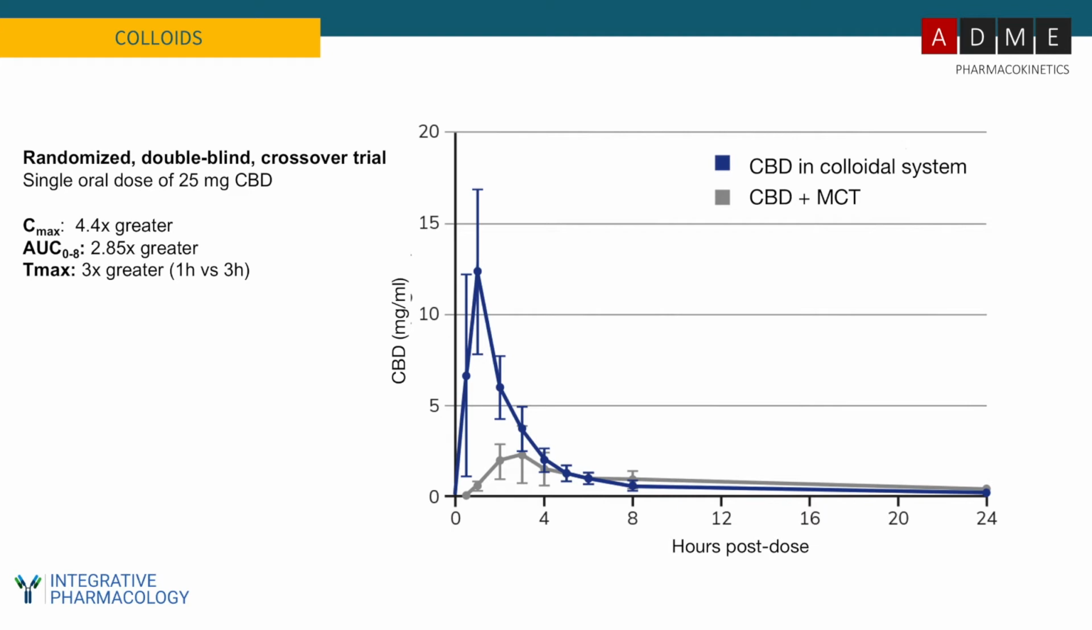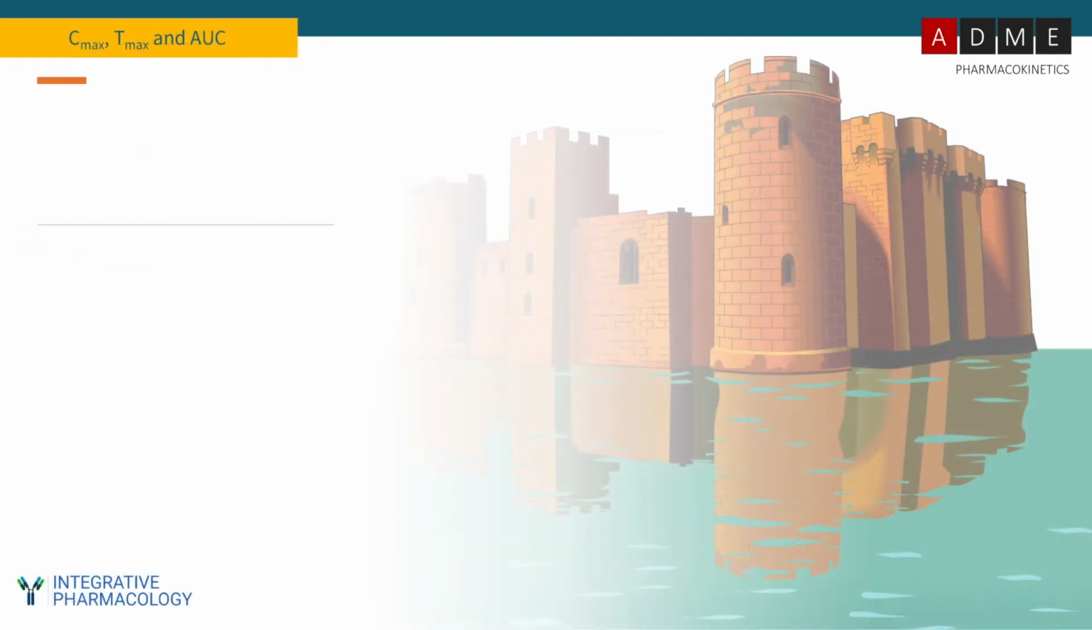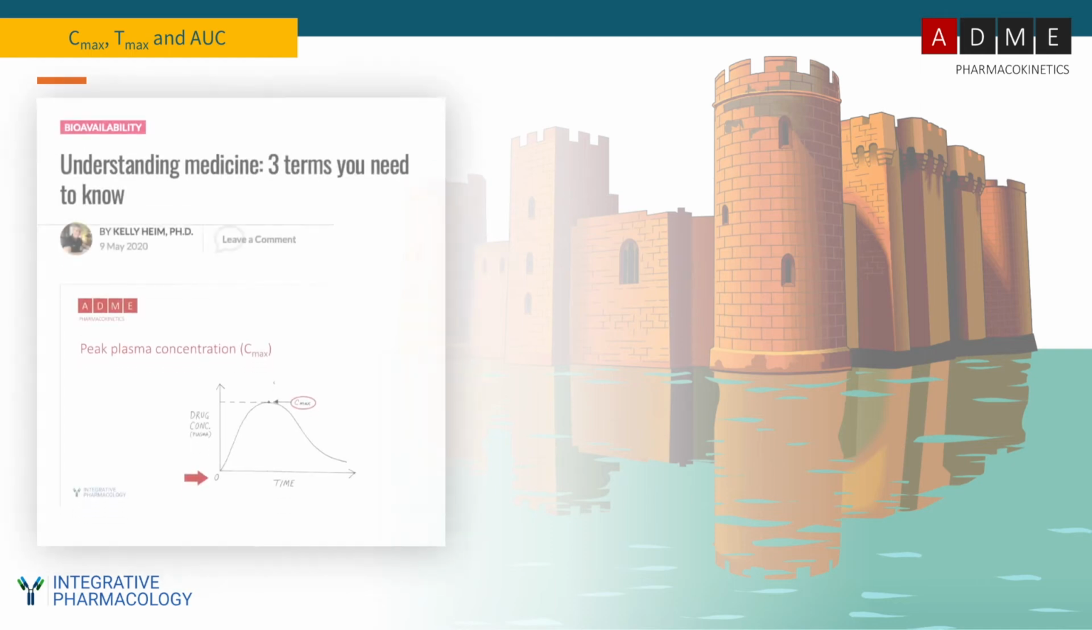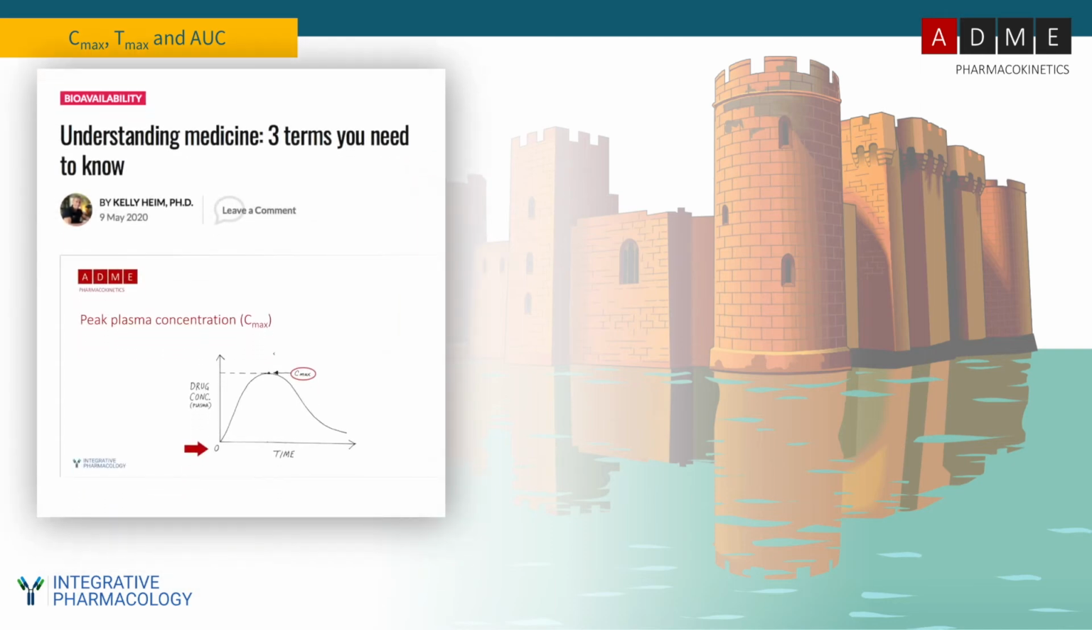So clearly there was an advantage of the colloidal system, but this is a very specific patented technology, so don't assume that because it just says colloidal on the label that this kind of data would apply to the product. If you're not familiar with the three terms I just used, I encourage you to check out this short video where I define Cmax, Tmax, and area under the curve. This will allow you to interpret pharmacokinetic data with more confidence.